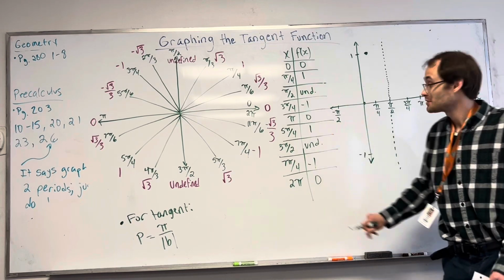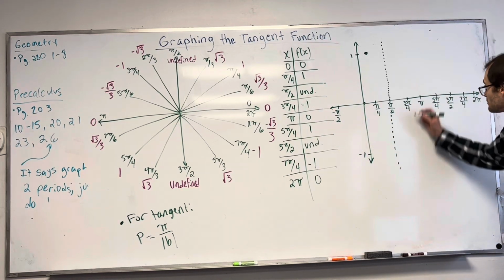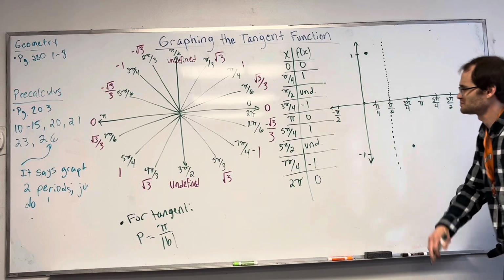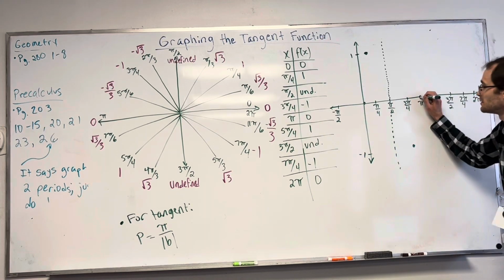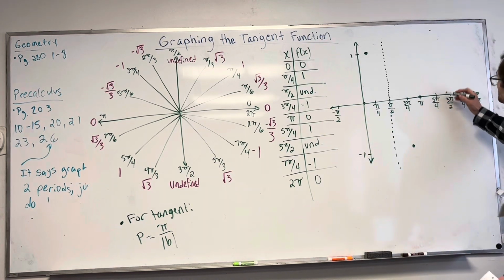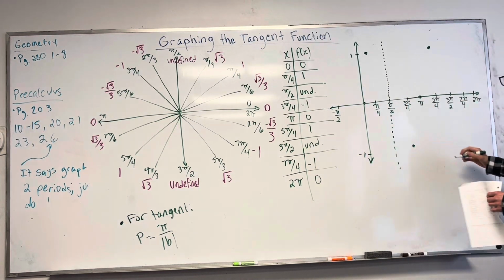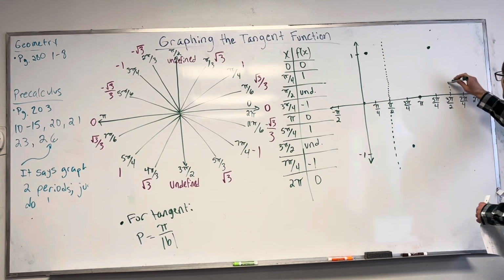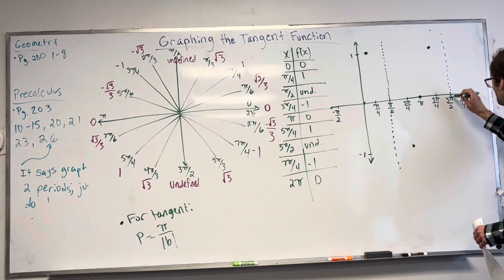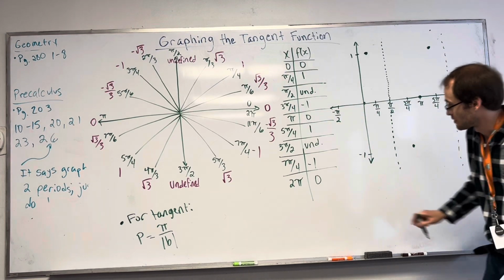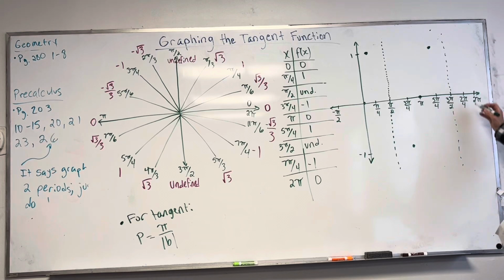Continuing on here, the rest are pretty normal. 3 pi over 4 will be at -1. Pi is back at 0. 5 pi over 4 jumps up to 1. Then I've got another vertical asymptote here at 3 pi over 2. Then a couple more here. 7 pi over 4 down at -1. And at 2 pi we're at 0.